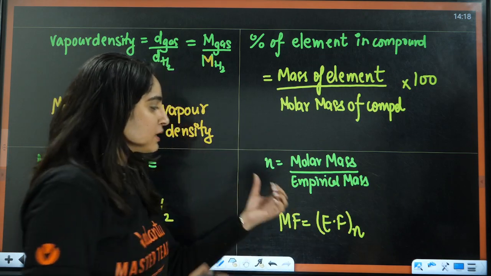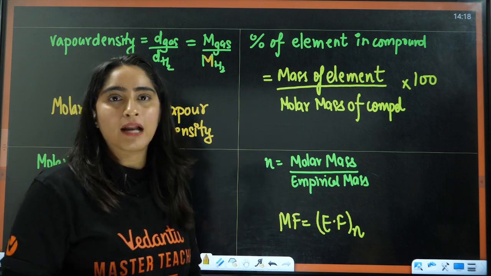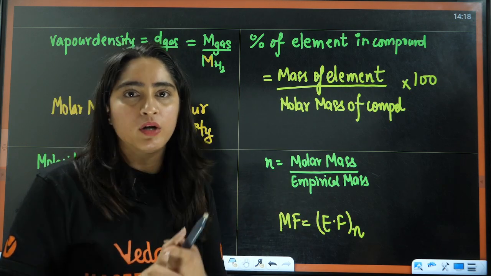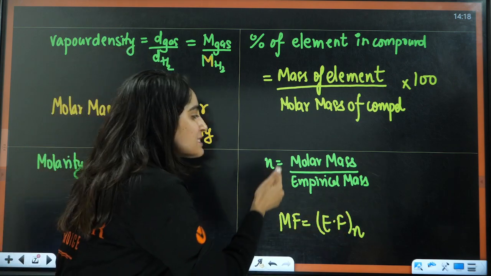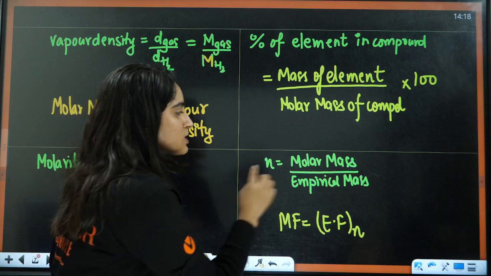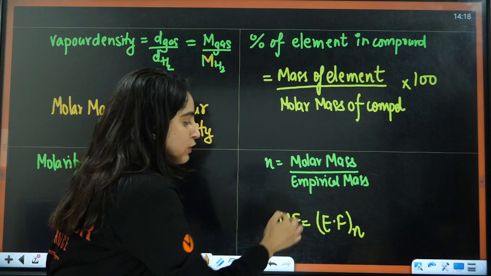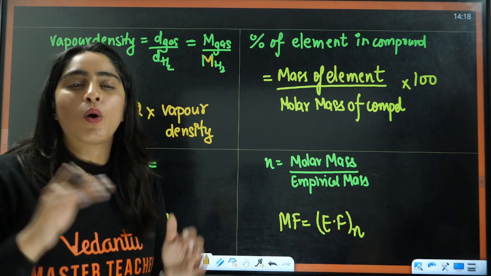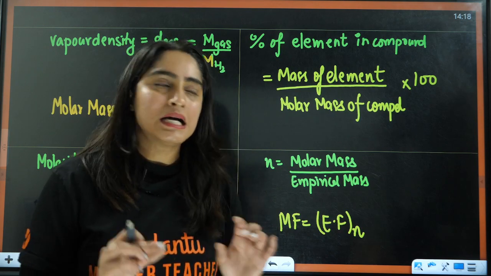And N is equal to nothing but this. Suppose we have to calculate molar mass, empirical formula, molecular formula, molar mass, empirical mass. Everything will be connected to this particular thing. This N is not the number of moles. This N is equal to molar mass divided by empirical mass. And if you want to calculate the molecular formula, that will be equal to empirical formula multiplied by N. What is the empirical formula? It is the simple whole number ratio of that formula, right?